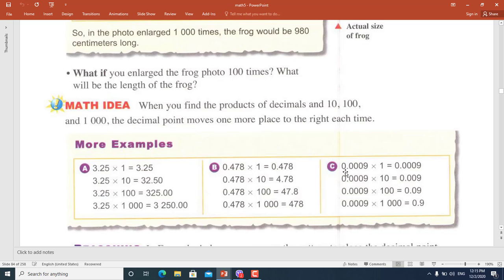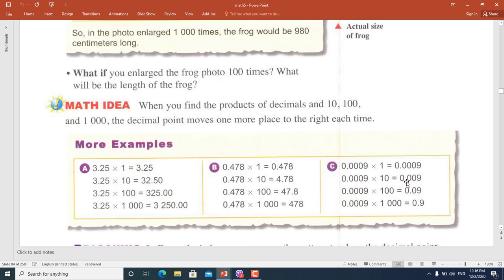From C we have 0.009. The first zero is the tenths place, then hundredths, then thousandths, then ten-thousandths. When you multiply by 1, it's the same number, 0.009. But if you multiply by 10, we move the point one place. So we don't need two zeros in the whole number part, because 0 is 0. We just write 0.